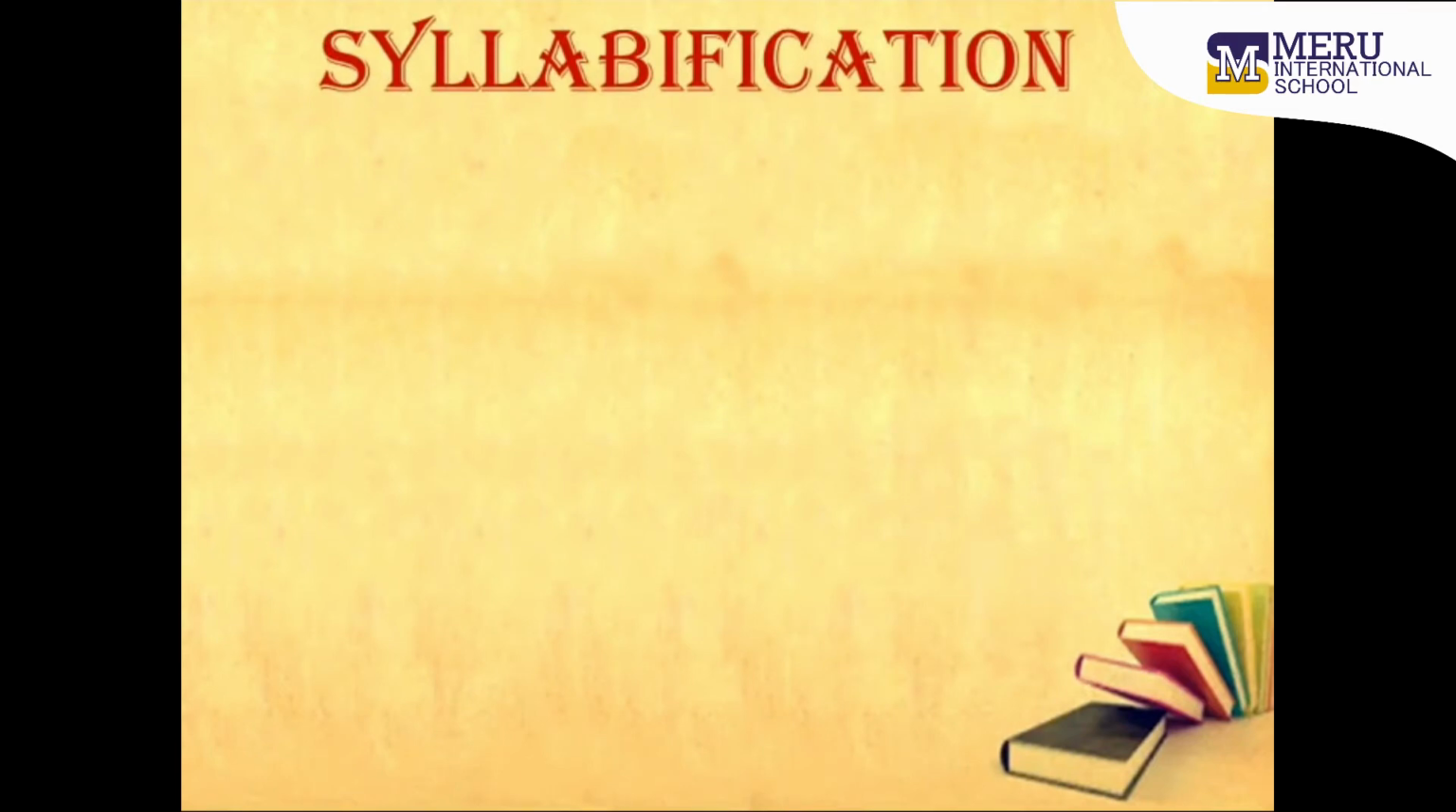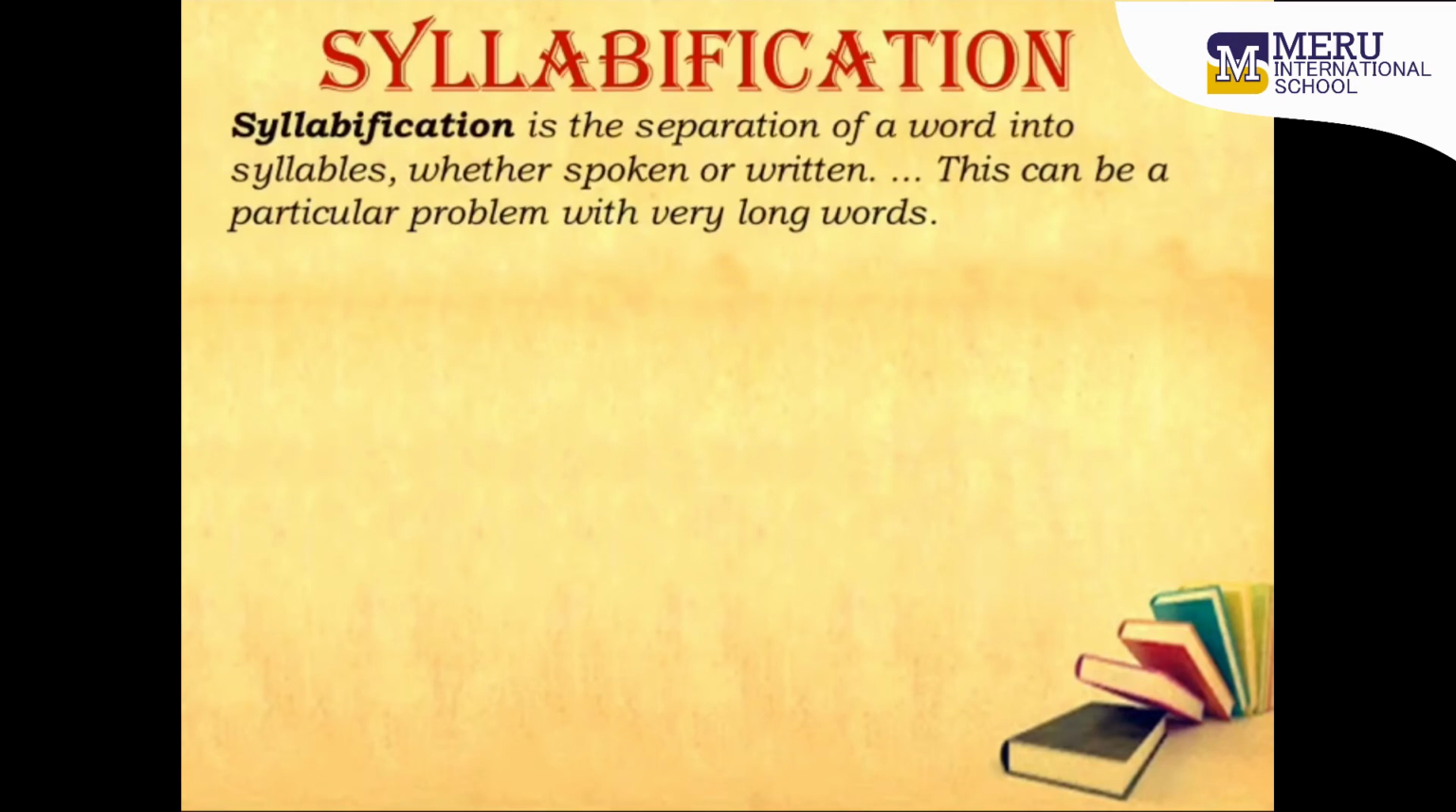The next rule is syllabification. What do you mean by syllabification? It is nothing but separation of a word into syllables, whether spoken or written. This can be a particular problem with very long words. The child should understand how to divide the word into small chunks and then again blend the word and read the word as one. Let's see a few examples and the rules to follow for syllabification.